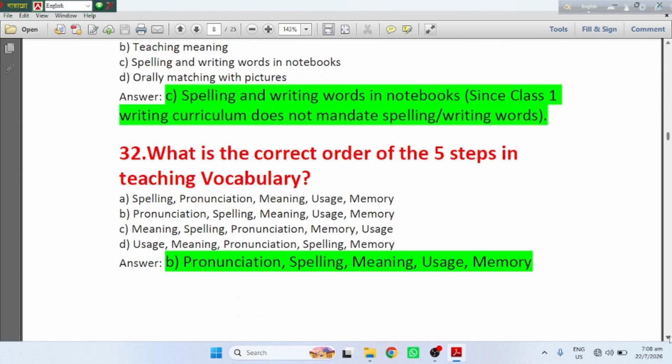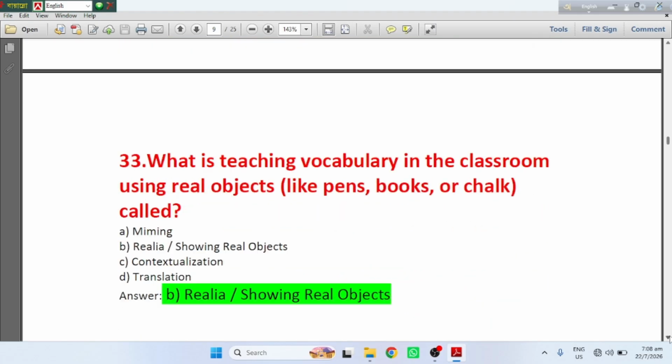32. What is the correct order of the 5 steps in teaching vocabulary? Pronunciation, spelling, meaning, uses, memory. 33. What is the teaching vocabulary in the classroom using real objects like pens, books, or chalk called? Realia, or showing real objects.